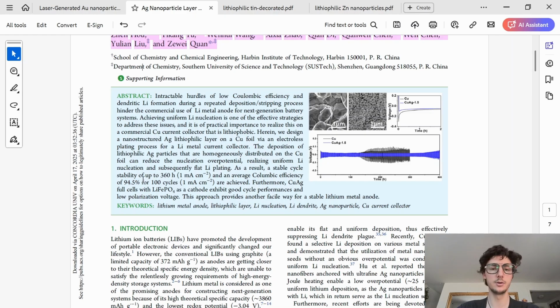As a result, a stable cycle stability of up to 360 hours at 1 milliamp per centimeter squared, and an average coulombic efficiency of 94.5% for 100 cycles at 1 milliamp per centimeter squared, are achieved. Furthermore, copper silver full cells with lithium iron phosphate, LFP, as a cathode exhibit good cycle performances and low polarization voltage. This approach provides another facile way for a stable lithium metal anode. And here are some keywords. Okay, interesting. So we got some pictures here.